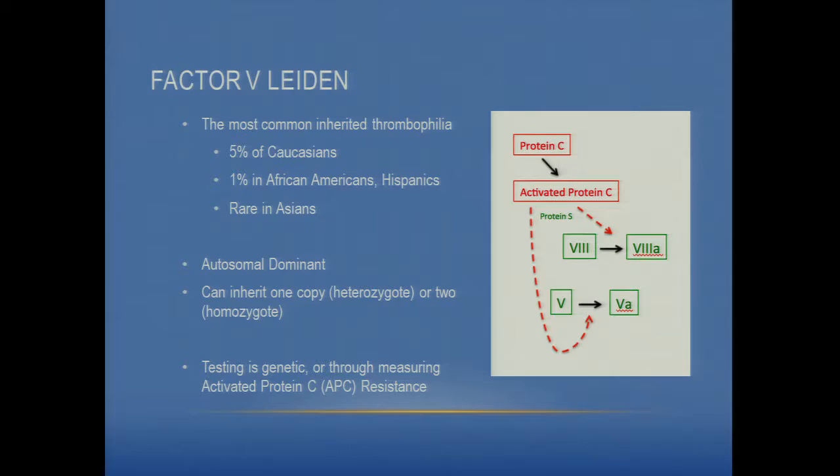Testing is usually genetic, although I wanted to just speak for a moment about APC resistance testing. So APC resistance testing is a functional test, which is testing how sensitive your factor V is to activated protein C. If you have an abnormal APC resistance ratio, the chances are overwhelming that it is because of this point mutation known as factor V Leiden. About 92% of abnormal APC resistances are due to factor V Leiden. But there are other causes as well. Other mutations in the factor V gene can cause it, as well as pregnancy, connective tissue disease, et cetera. But APC resistance is sort of a first-line screening test if you don't want to send off the genetic testing for factor V Leiden.